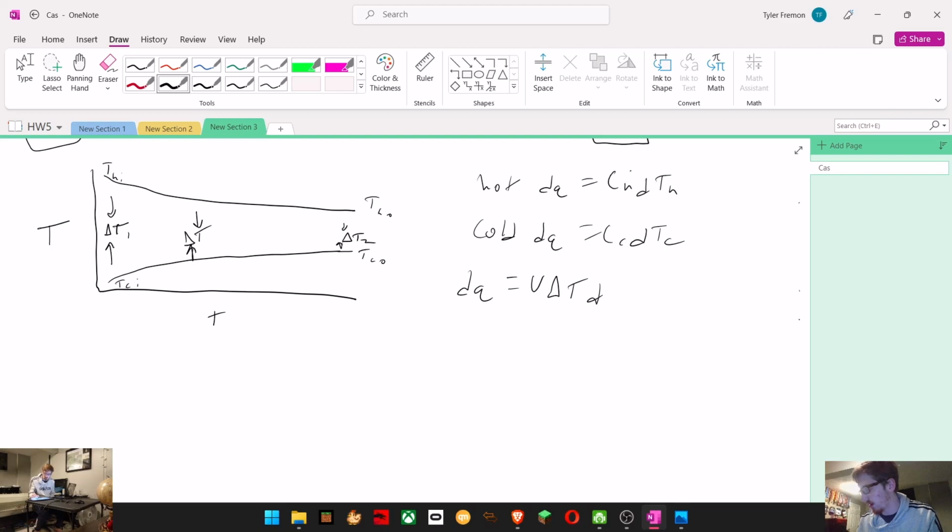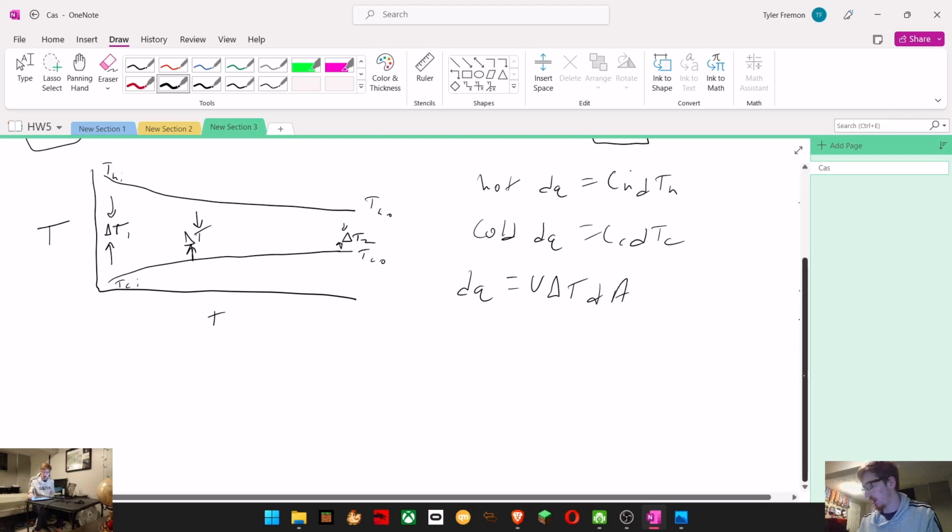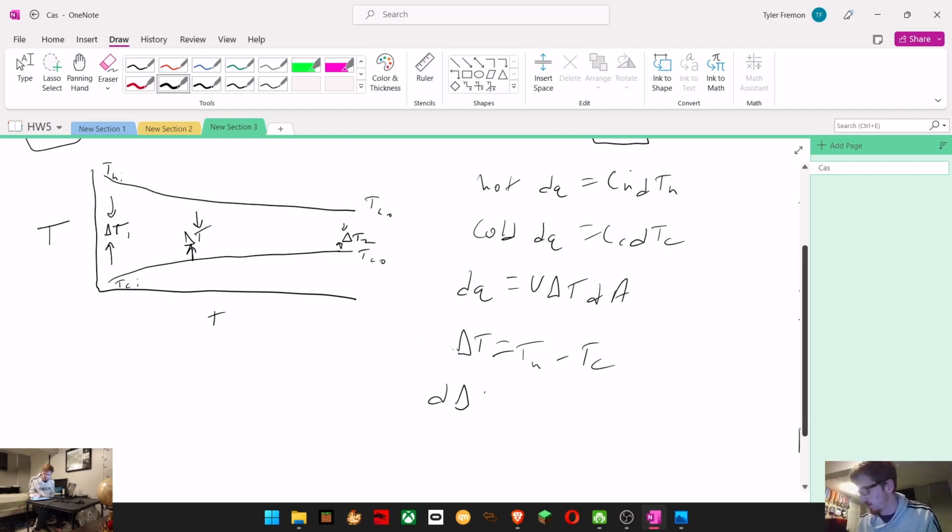So from here, we have dq is equal to some heat transfer coefficient times the difference in temperature between the two streams times the differential area that the heat is able to transfer over. And we have delta T is equal to just the difference in temperatures between the two streams. And if we take the derivative of this, we have d delta T is equal to dTh minus dTc.